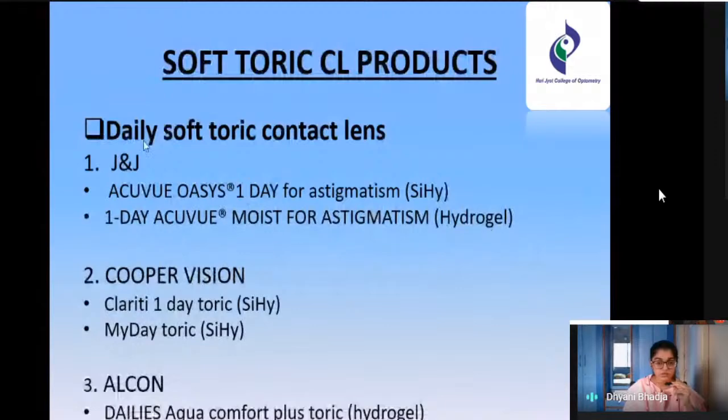These are some products for daily disposable lenses. CooperVision provides Clariti 1 day toric, which is a silicone hydrogel lens. Acuvue Moist 1 Day for Astigmatism, which is a hydrogel lens. Alcon provides Dailies AquaComfort Plus toric, which is a hydrogel lens.